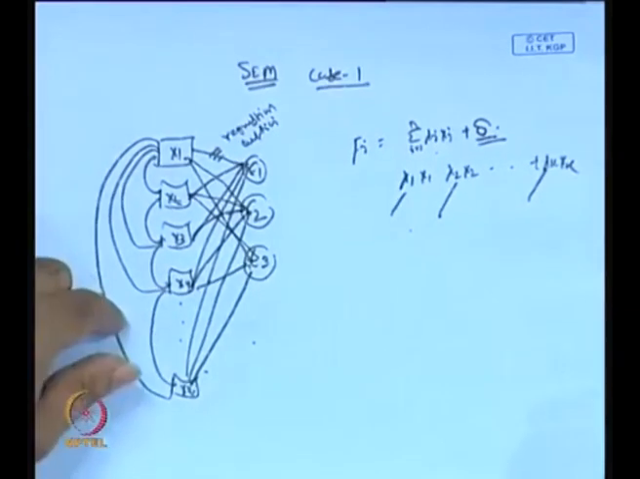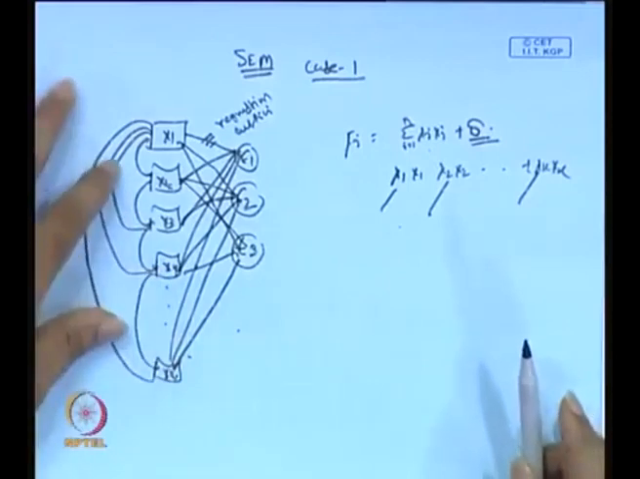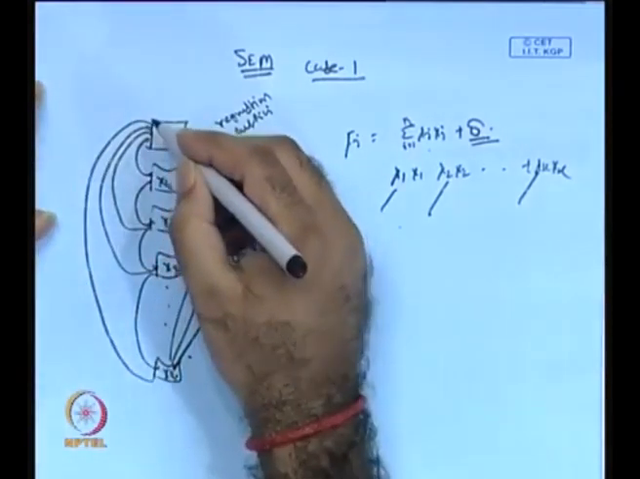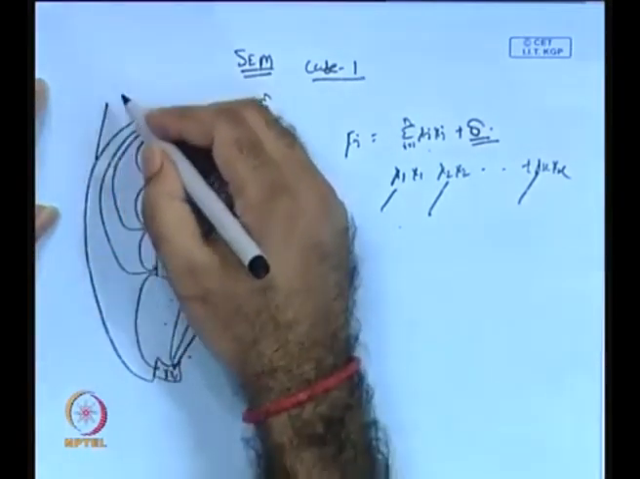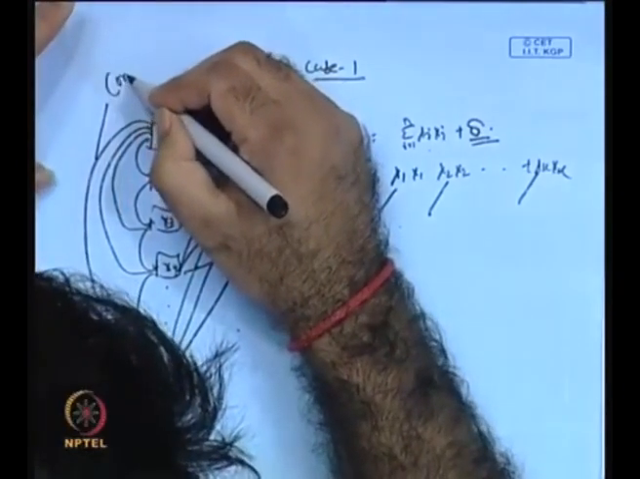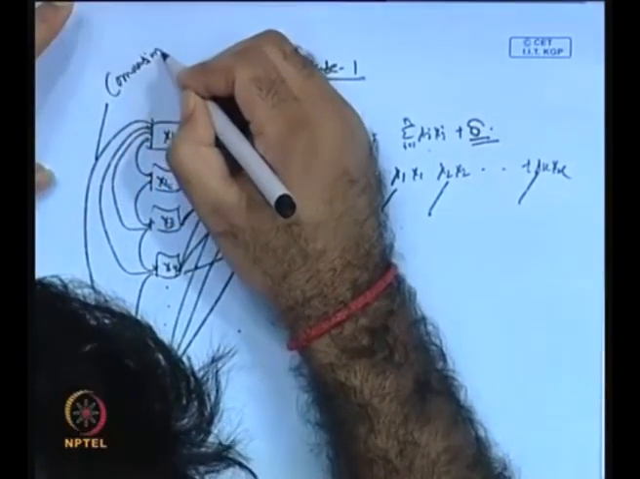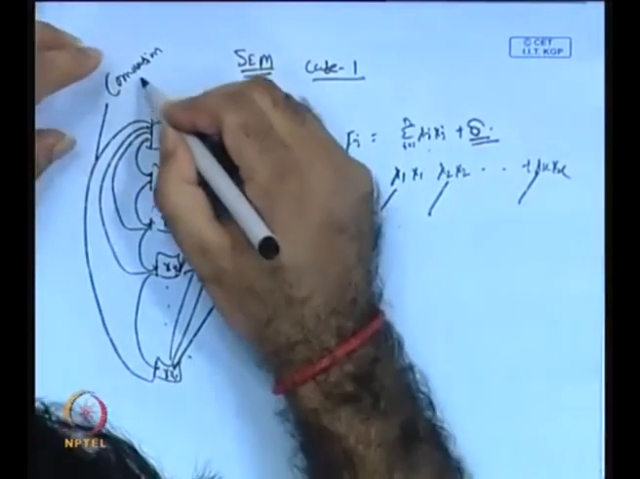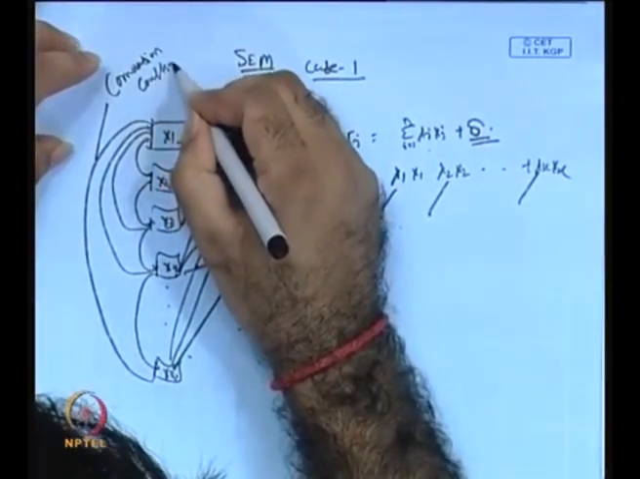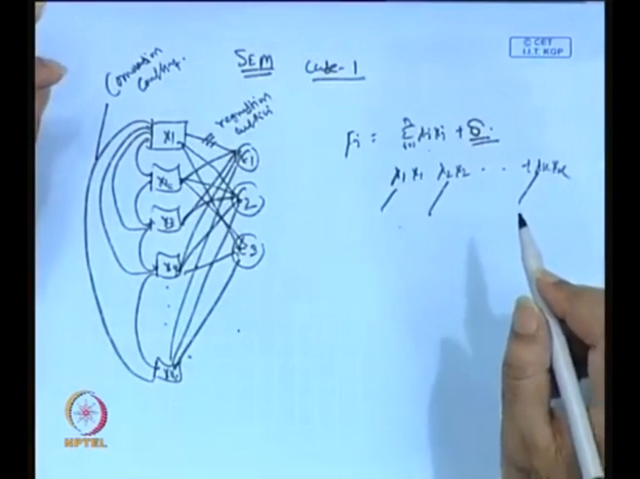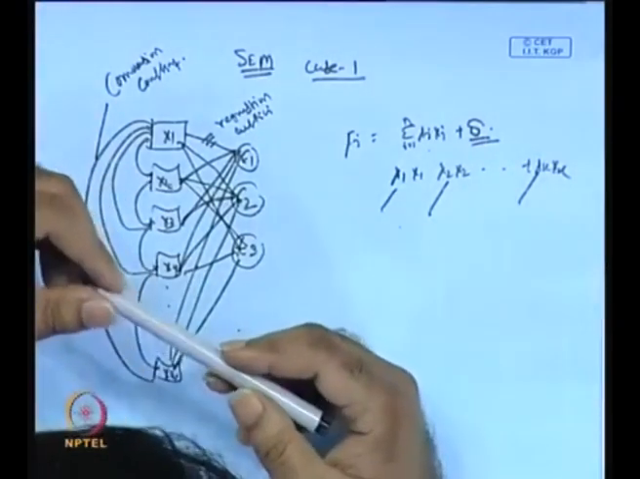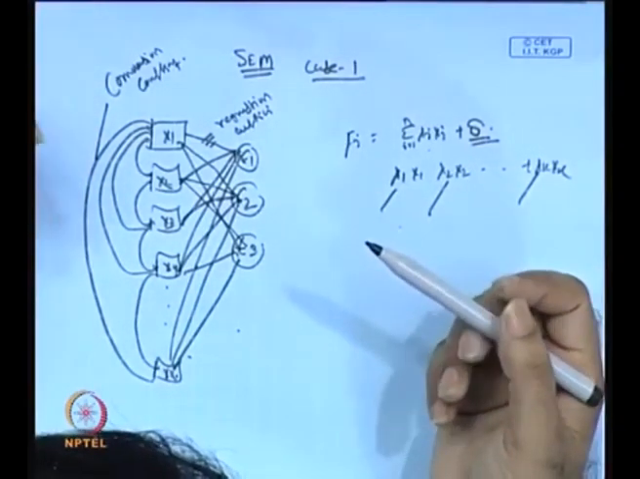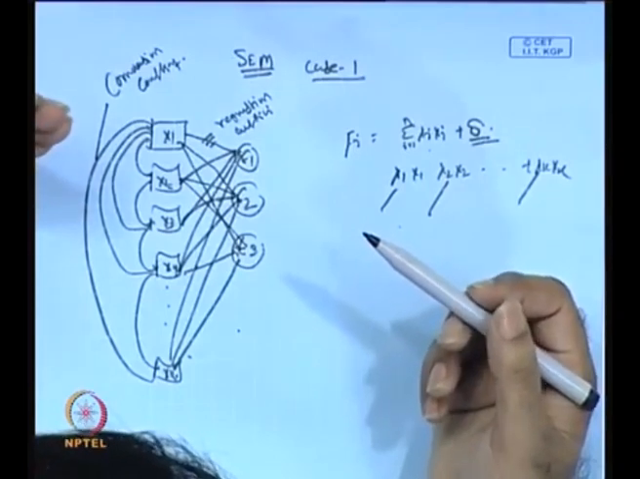However, this curved line is the indication of the correlation coefficient. This is the indication of the correlation coefficient. This is how we have to observe to prepare a structural equation model.